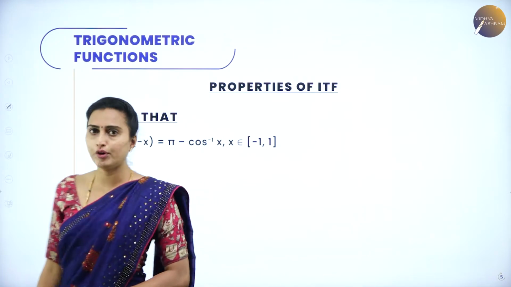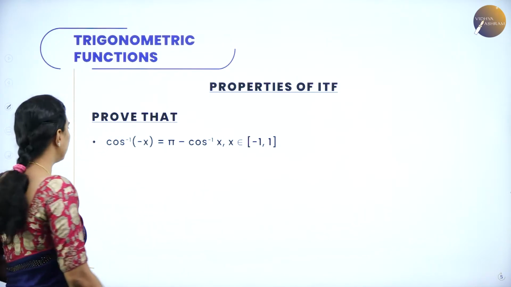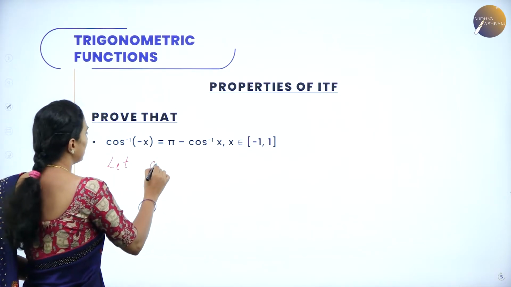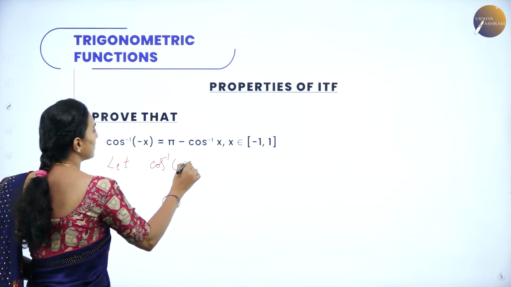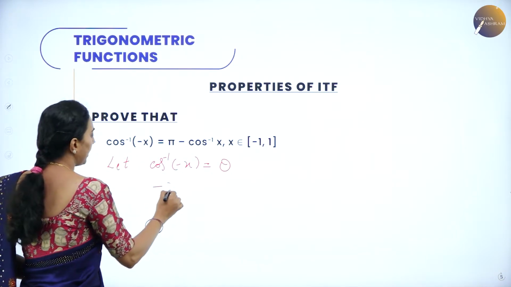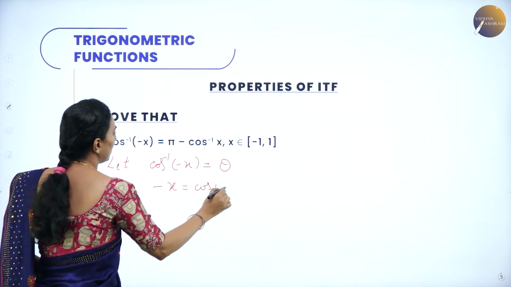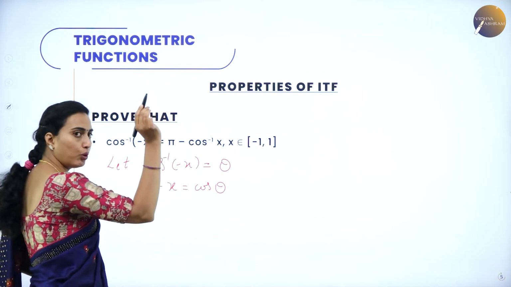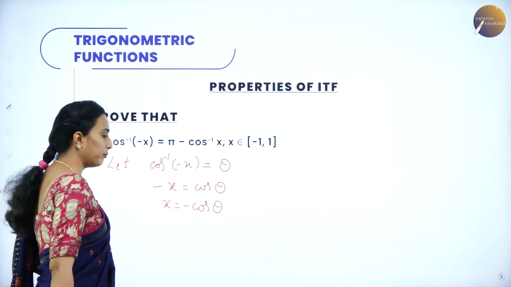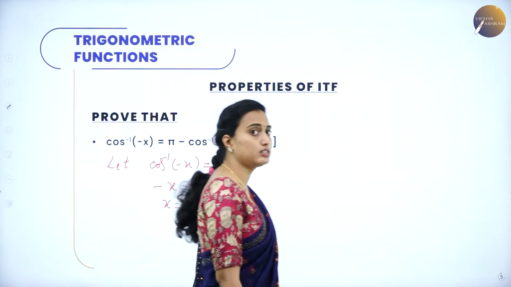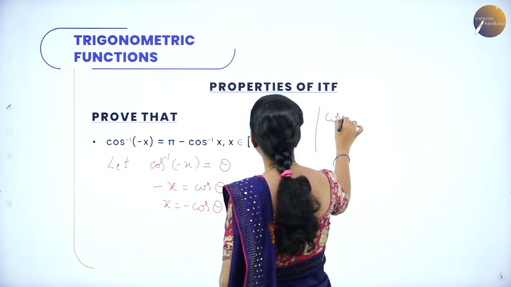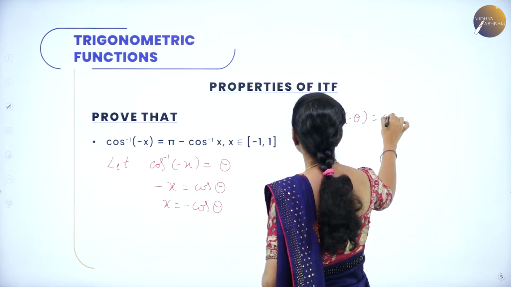So here I am going to take it like this: let cos inverse of minus x be equal to theta. Now minus x is equal to cos theta. Multiplying throughout by a minus sign, x will be equal to minus cos theta. And remember, dear students, cos of minus theta is never equal to minus cos theta; it is plus cos theta. Here I write cos of minus theta is plus cos theta.